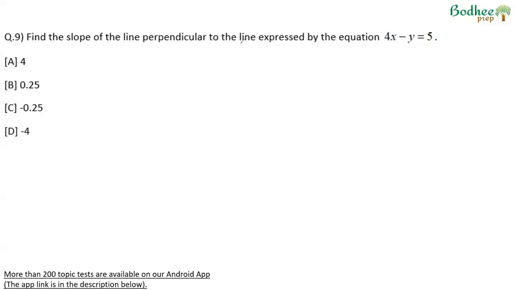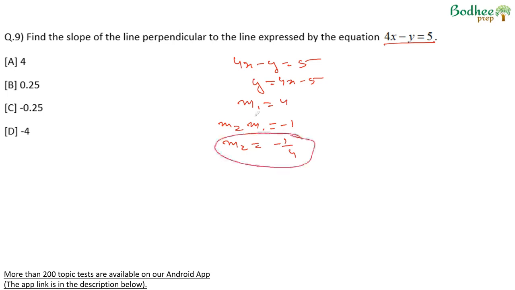The slope of the line perpendicular to the line expressed by the equation 4x minus y is equal to 5. In the standard form it can be written as y is equal to 4x minus 5, so the slope of this line is 4. For perpendicular lines, m2 into m1 should be minus 1. Since m1 is 4, the slope m2 will be minus 1 by 4. And that is the answer. Minus 0.25 becomes the answer.